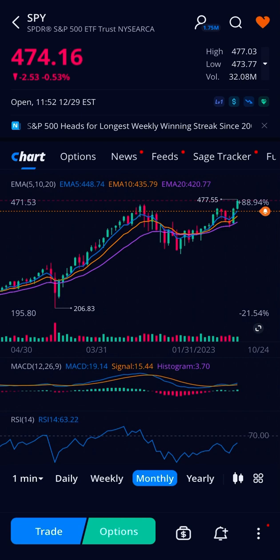graph, and as you can see I have it set up for a monthly. I'm using Webull here, normally just for the trending. I have set up different moving averages: a 5-day moving average, a 10-day moving average, and a 20-day, respectively, as you see the green, orange, and purple lines. And then I have it set up on monthly, as I said.